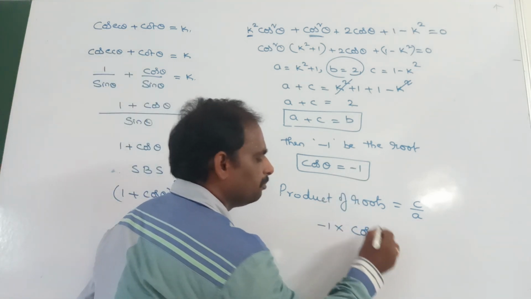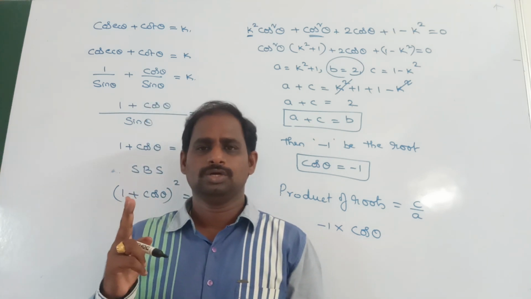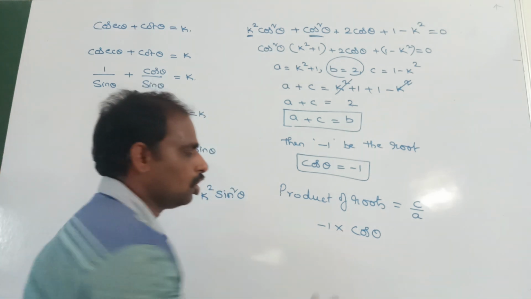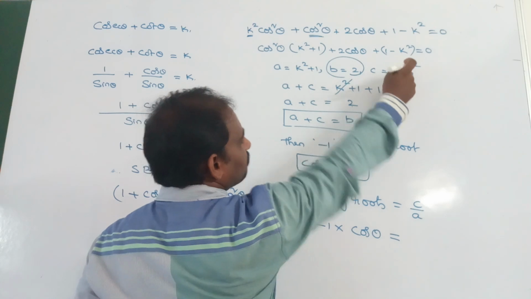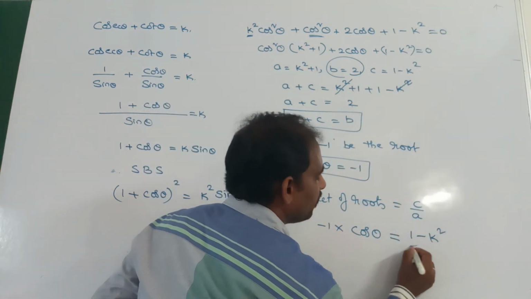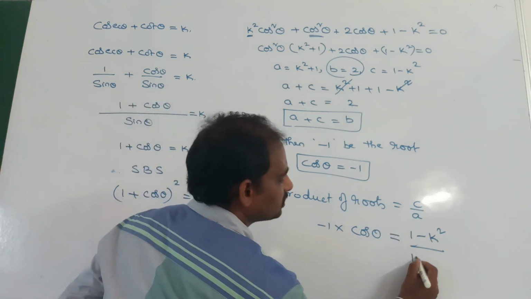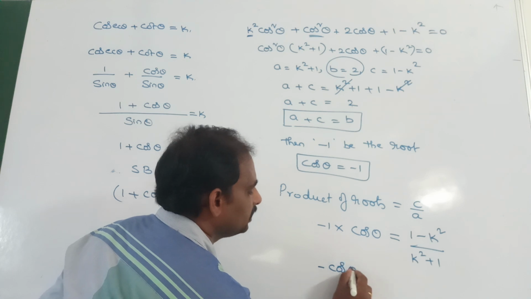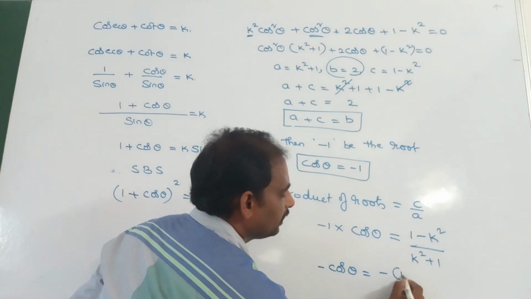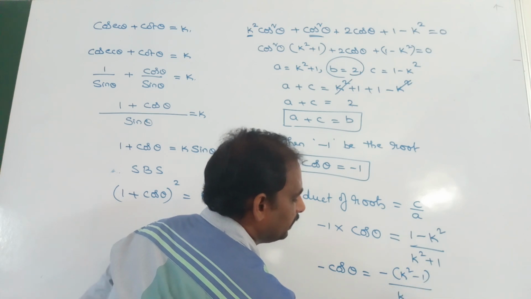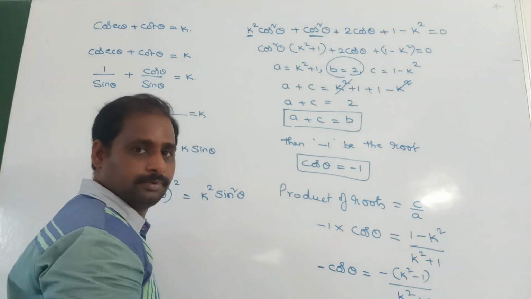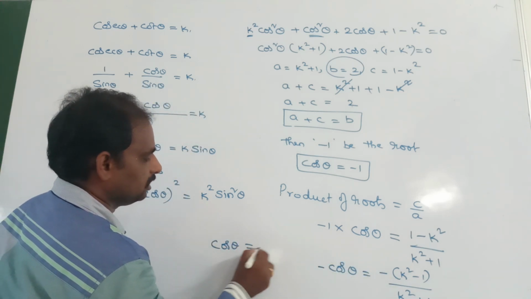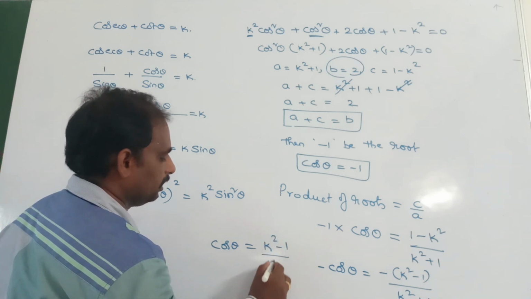Another root: since cos theta has two values, and one value is given as minus 1, the second root is cos theta. What is the value of c? 1 minus k square. What is the value of a? k square plus 1. So minus 1 into cos theta is equal to (1 minus k square) by (k square plus 1). Now take minus as common, you will get (k square minus 1) by (k square plus 1). Minus minus gets cancelled.